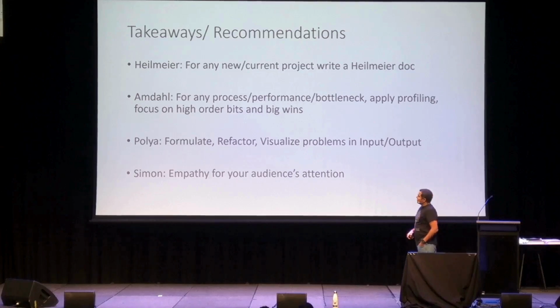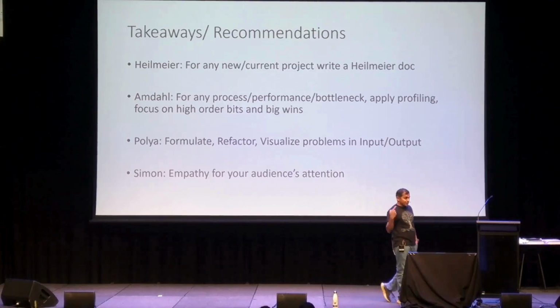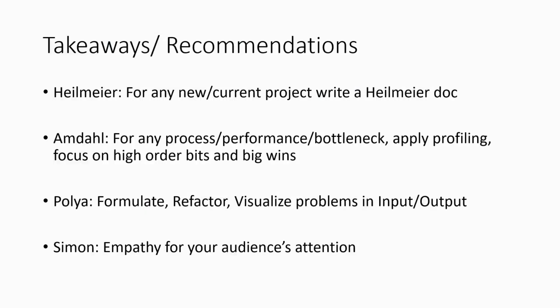Okay, that's basically my cheat sheet. Use the Heilmeier Catechism for any new project, formulate and write a Heilmeier document for yourself. Use the Amdahl philosophy for any performance problem or bottleneck, profile the heck out of that, and identify the high order bits where your high order wins are going to come. Use the Polya framework to formulate the problem, refactor, visualize the problems in terms of the inputs and the outputs.